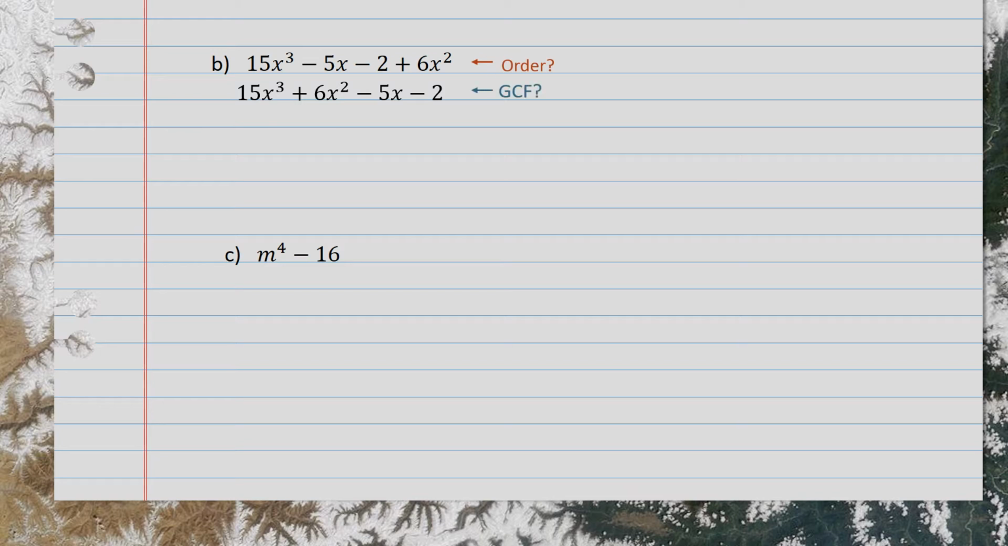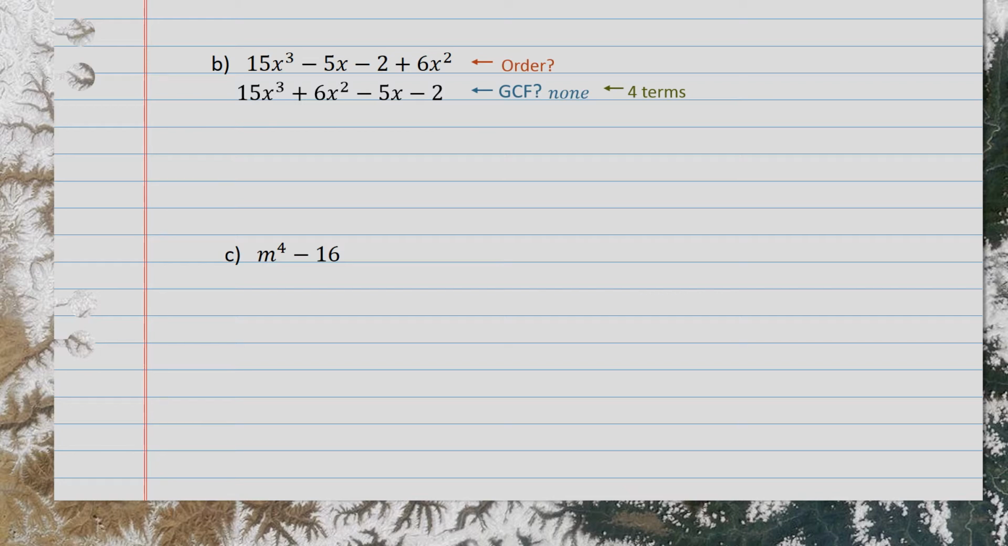Next, we look to see, is there a GCF other than 1? And in this case, there is not, but at least we checked. So now we investigate, how many terms do you see? There are 4 terms. And when you have 4 terms, we must do factor by grouping.